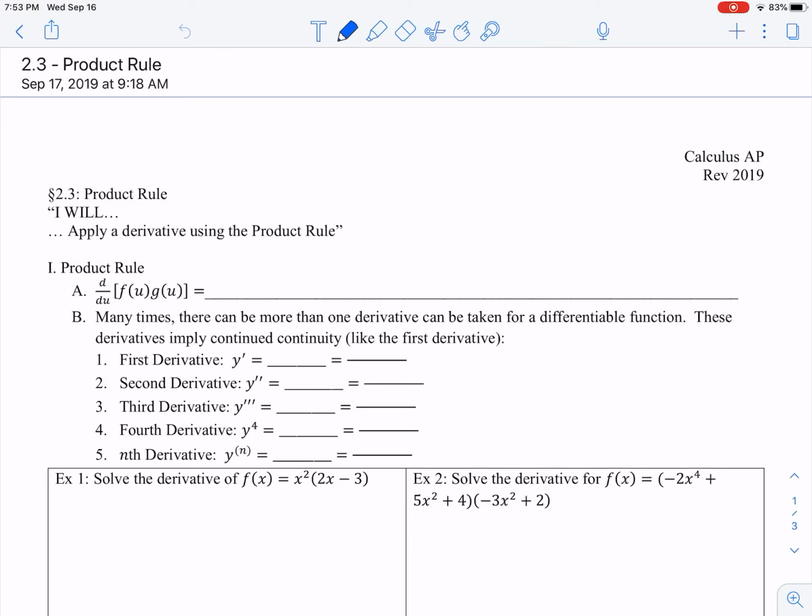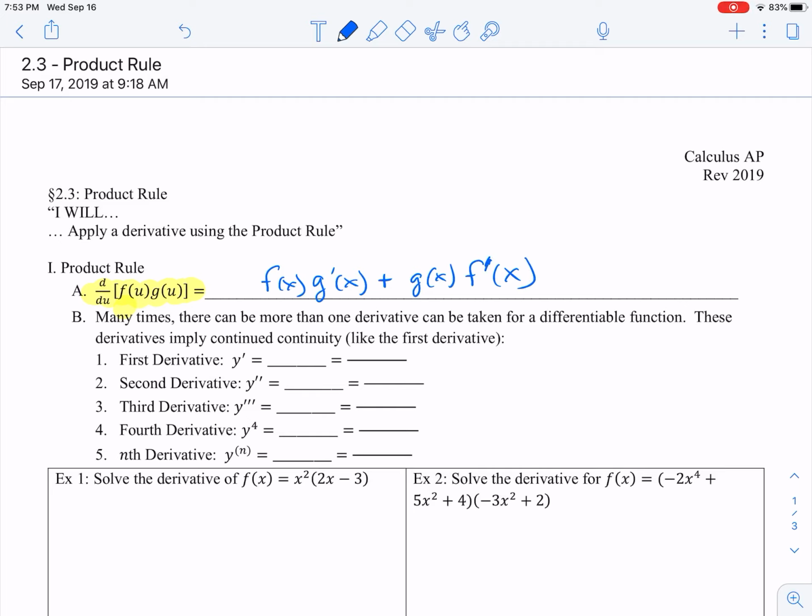Today we're going to be learning about the product rule, another way to take derivatives. This highlights it very nicely right here. You have f of x times g of x. What you do is you take the first function times the derivative of the second plus the second times the derivative of the first.